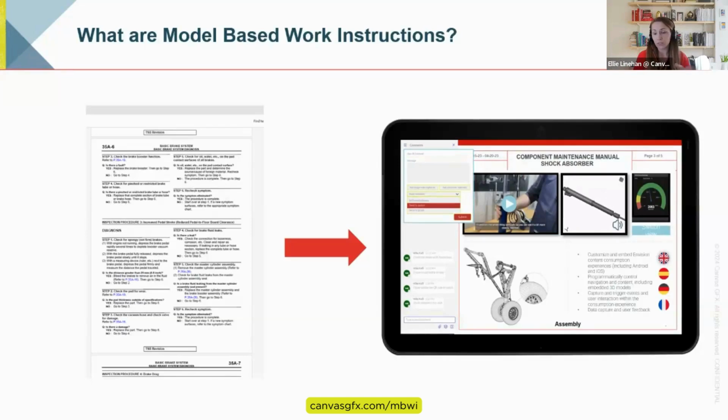and actually allowing the person on the front line who's consuming them to interact with that work instruction, whether it's being able to rotate a model, interrogate things and understand them better, watch a video, or even have a closed loop feedback conversation with the authors of that work instruction and gather data and really make that an interactive experience. That's what we think about with a model-based work instruction.